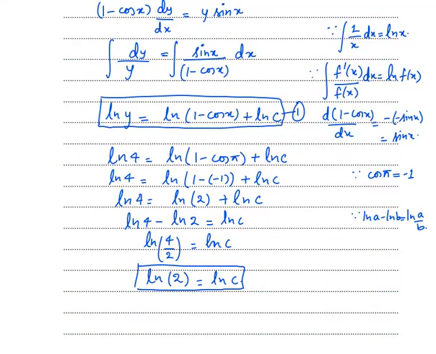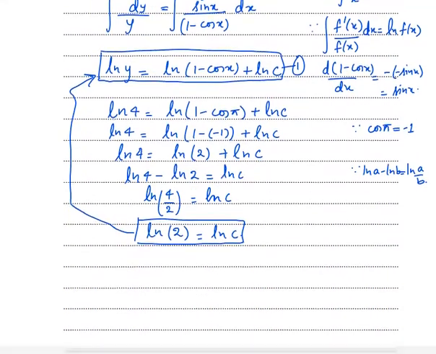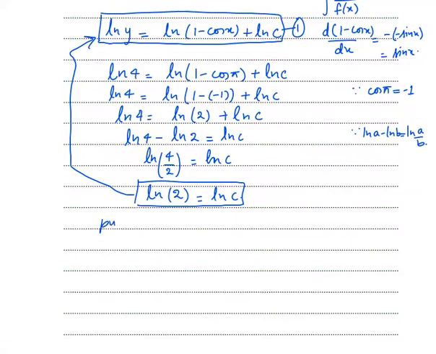Okay, now plug in ln c equals ln 2 in this final equation. Put the value of ln c in equation 1, which is this equation 1. So we get ln of y is equal to ln of 1 minus cos x plus ln c, which is ln 2.